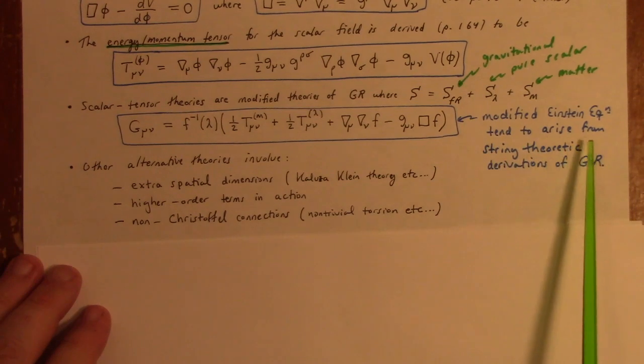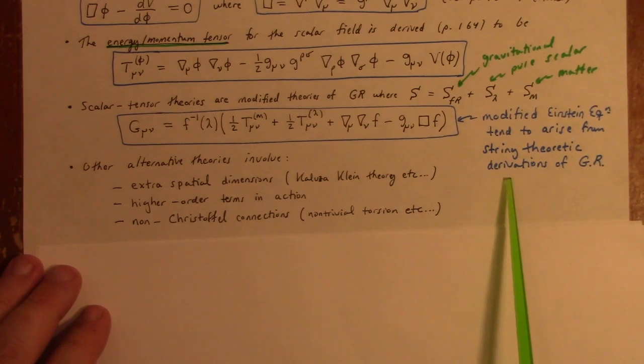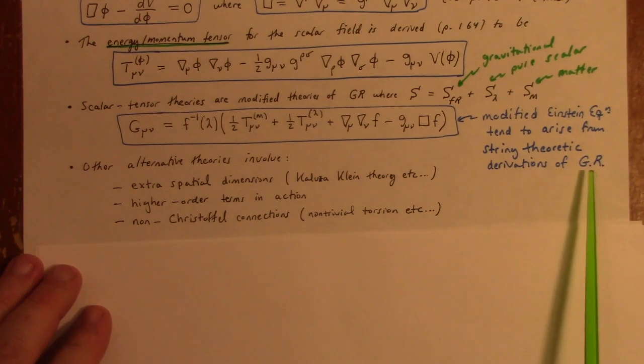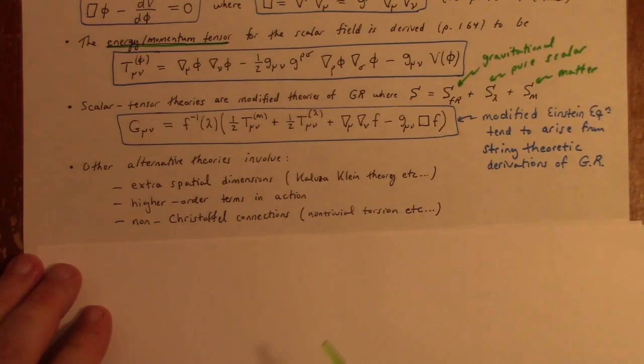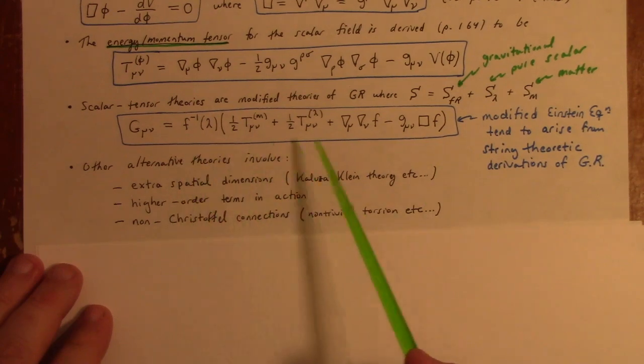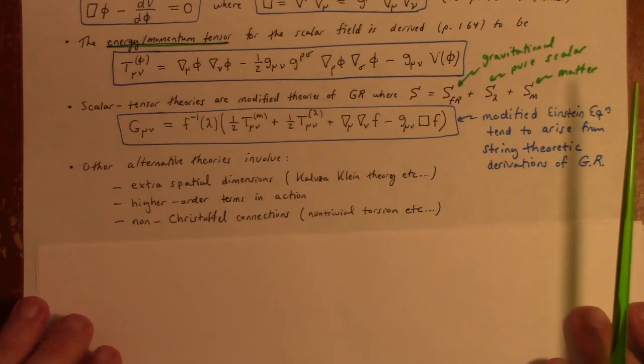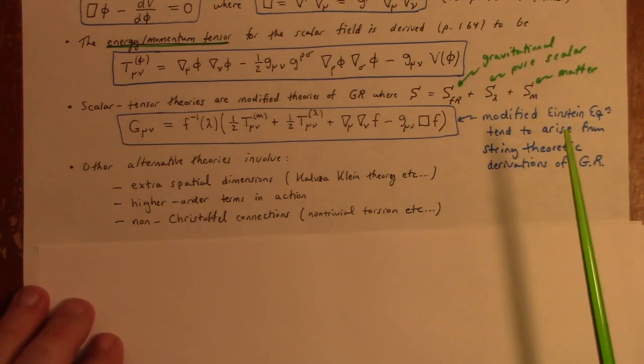These tend to arise from string theoretic derivations of general relativity. So oftentimes the scalar field appears in some sort of high energy theoretical physics, and it ends up modifying the equations of general relativity a bit.